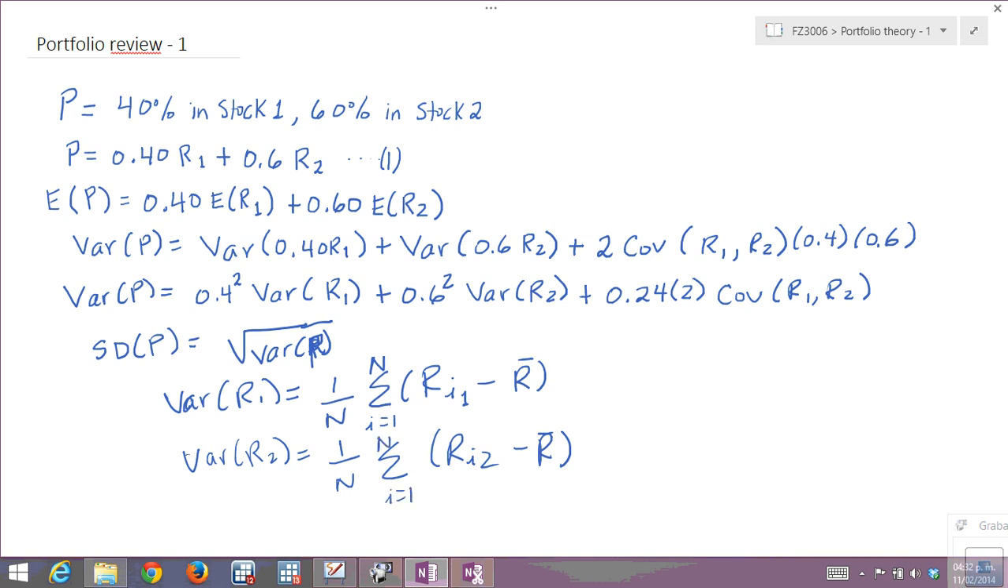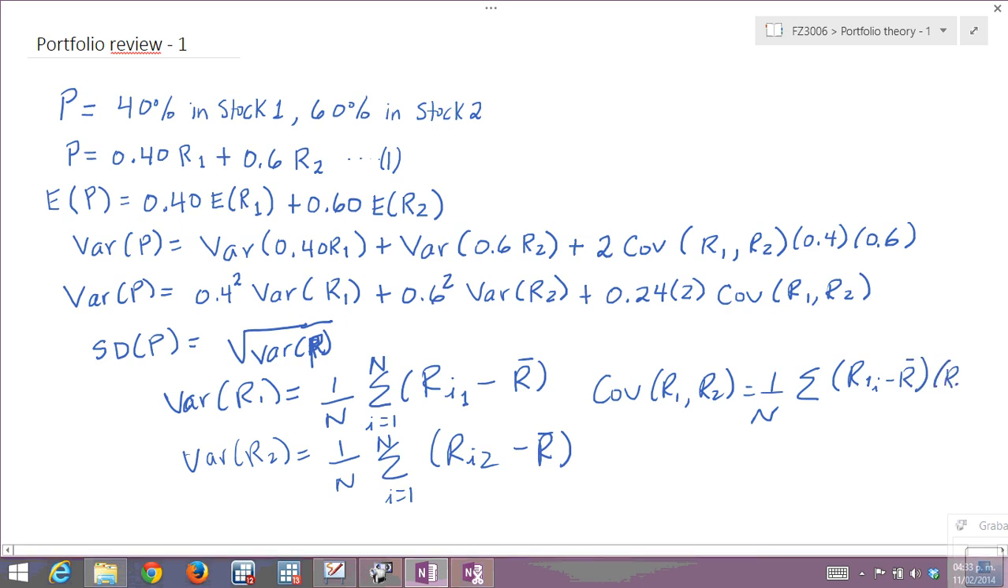Then what's going to be the formula for the covariance? The covariance between two assets is basically another average, but of the sum of products of deviations. It's 1 over n times the sum of return 1 minus its own mean multiplied by return 2 minus its own mean. Okay, basically that is the definition of the covariance. I'm going to stop here, and in the next one I'm going to explain more.